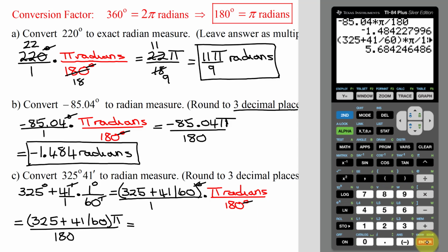And there's my answer, and I need to round again to 3 decimal places, so that's this position. The 2 is not going to round up that 4, so my answer is 5.684 radians.